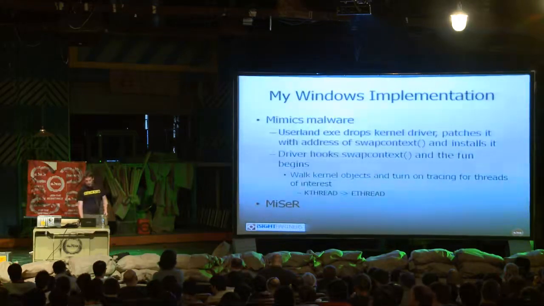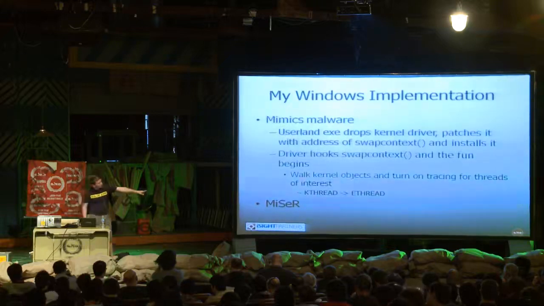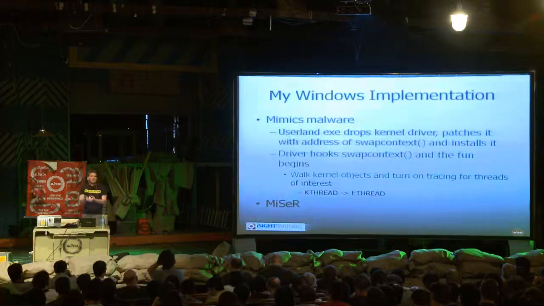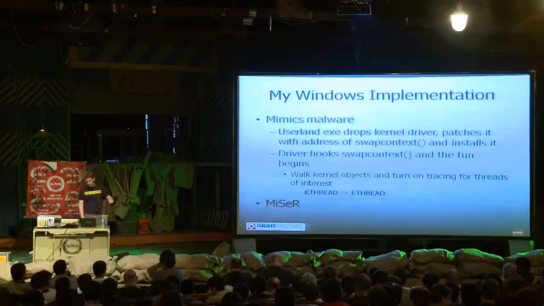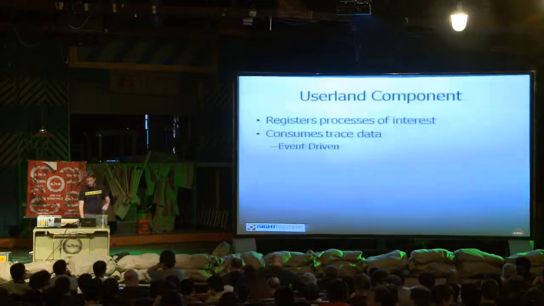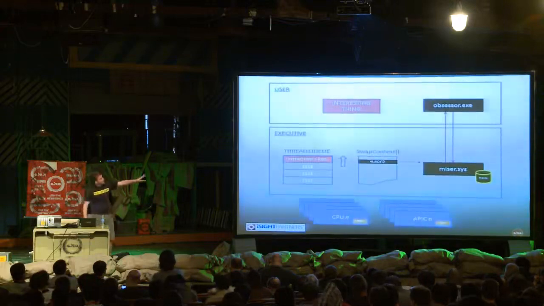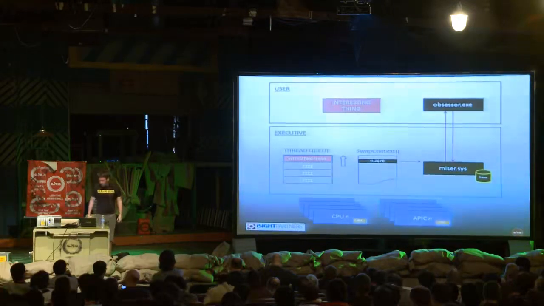So my Windows implementation is called Miser at the bottom here. It's MSR Miser. It mimics malware. There's a userland component that drops a payload that detects if you're using PAE, physical address extensions. It's simple to do once you know what you're doing, but we didn't. I'm using symbols too. It's stupid, I'm just going to move on. I have a userland component. It talks to the kernel and gets data back and forth from it. This is the diagram here.